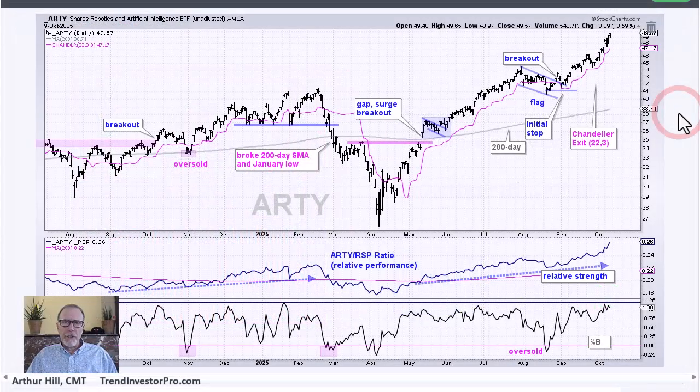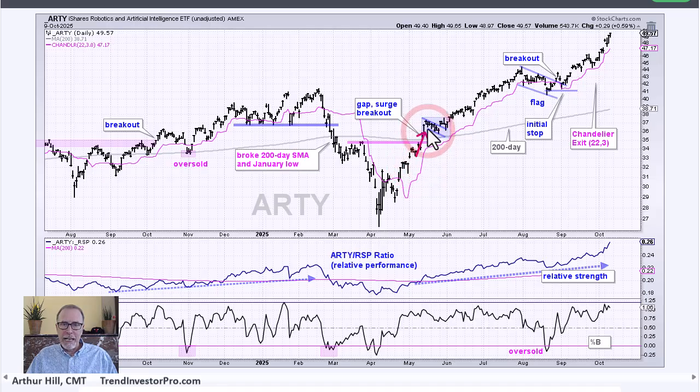So now I want to show you a case study using ARTY, the Robotics and AI ETF, because this is what we specialize in at Trend Investor Pro. I'm looking for strong uptrends, I'm looking for relative strength, and I'm looking for pullbacks and oversold conditions within those uptrends as opportunities.